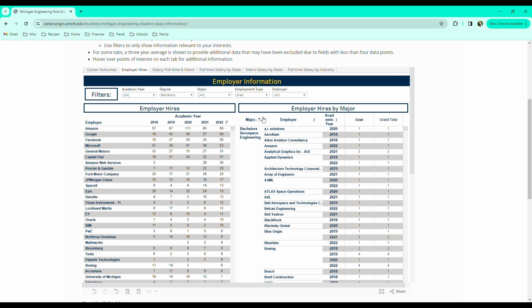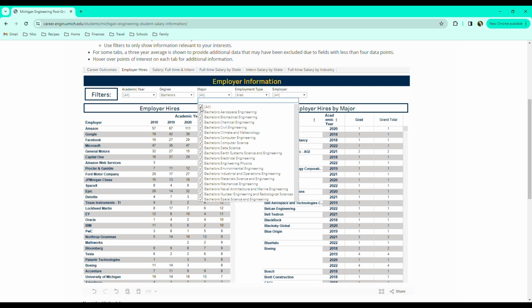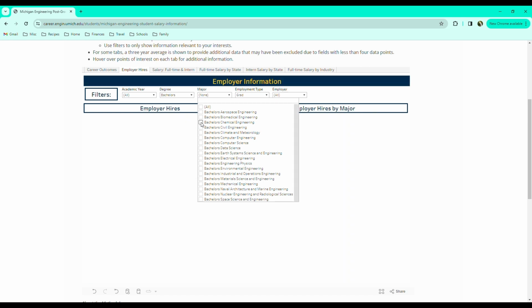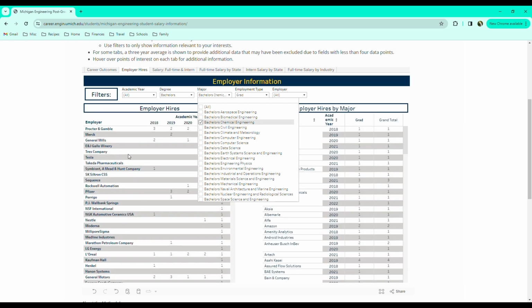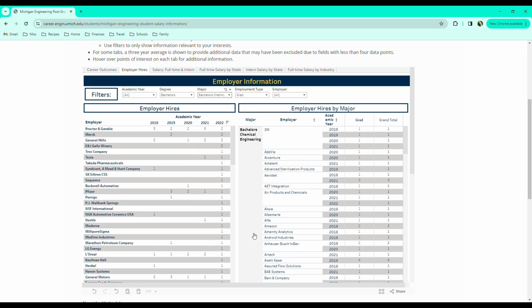Okay, and then what you can do if you are interested, and this is where getting the link can be good for you, is if you know that you are looking at a specific major, maybe you want to do chemical engineering, or you're looking at what kind of companies hire for chemical engineering, you can go in here and filter for that and see that those top companies, a lot of them fall off.